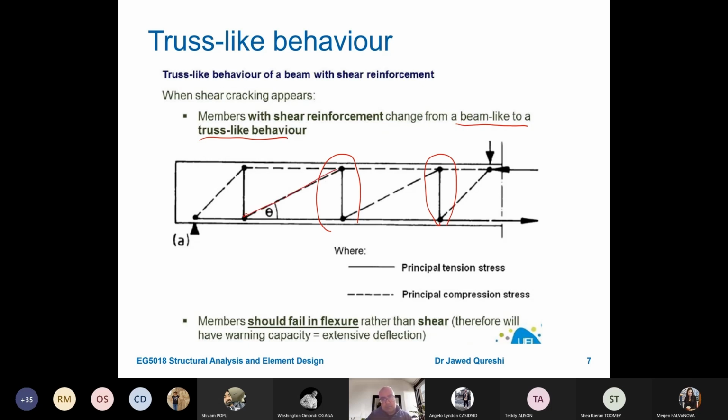And remember that members should always fail in flexure or bending rather than shear. In flexure, you will have a lot of deformations before failure happens. This gives us sufficient warning to take measures, and ductile failure is always good for safety and gives you more time to react. On the other hand, brittle failure or sudden failure should be avoided in structures at all costs.